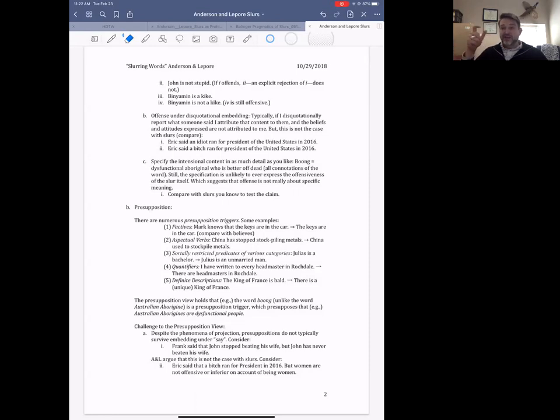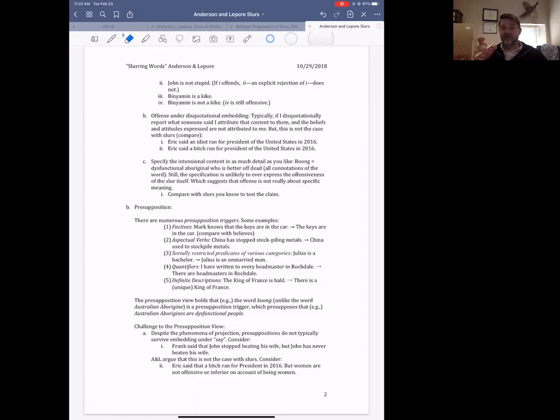We've used this negation test to think about whether something is a presupposition, for example. So maybe this test points in favor of a presuppositional view of the offensive content housed in the slur word. But we'll look at that view in just a second. There are other reasons for thinking this test doesn't work. These are covered on the handout.